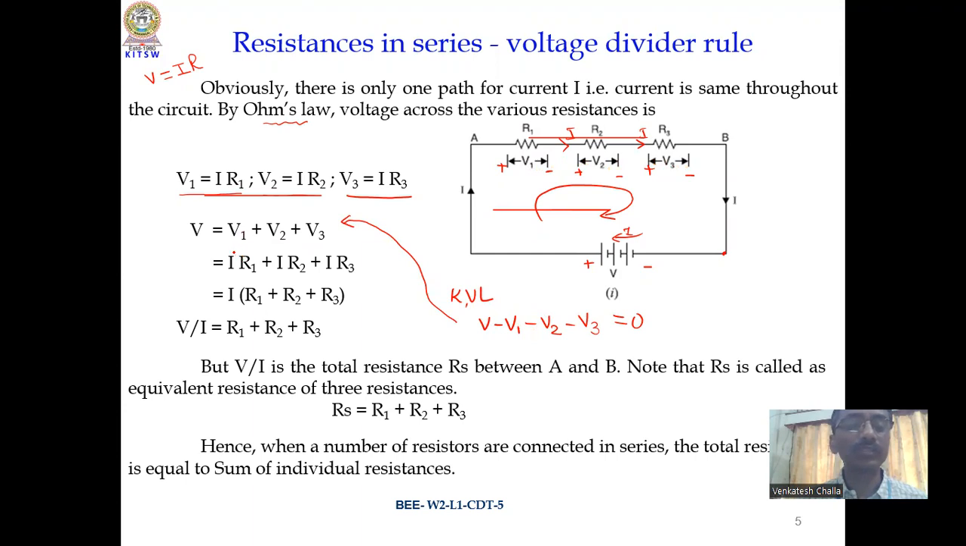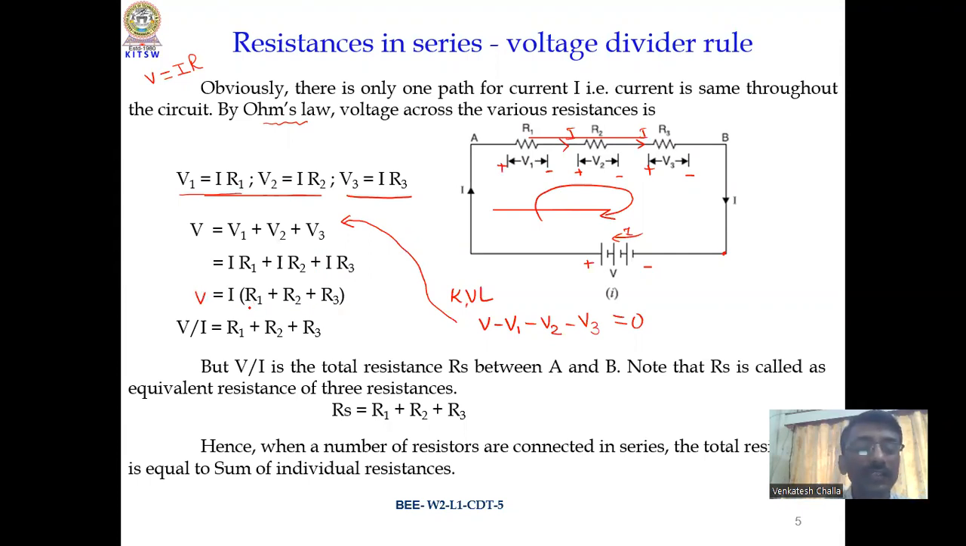But what is V1? It is nothing but I into R1. V2 is I into R2, V3 is I into R3. So I is common because the same current flows throughout. So that becomes V is equal to I into (R1 plus R2 plus R3).